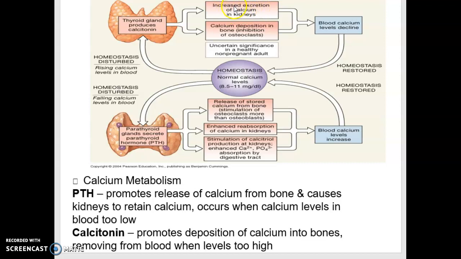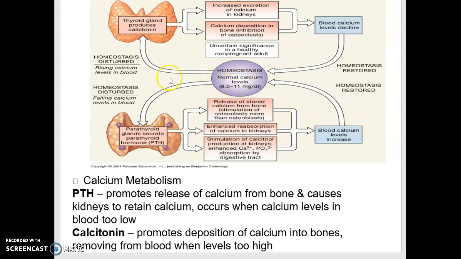So instead of reabsorbing that calcium into our blood once we filter it out through the glomerulus, we will actually send it through the tubules and leave it in the urine when we excrete, or when we get rid of the urine. So either way, both of these are going to get calcium out of the blood, so we bring it back into the normal ranges.